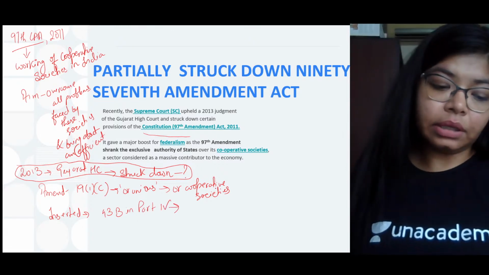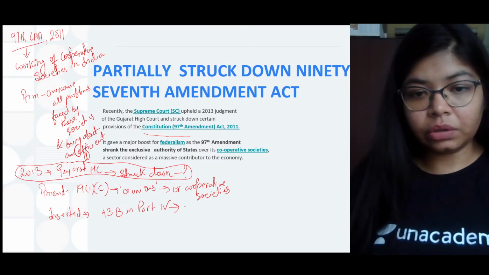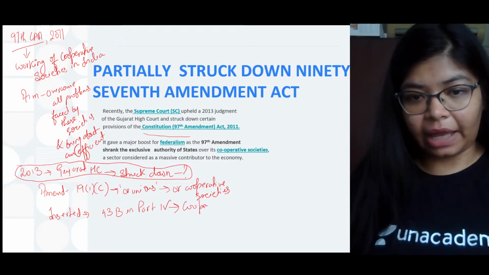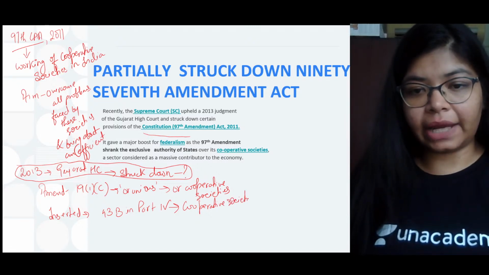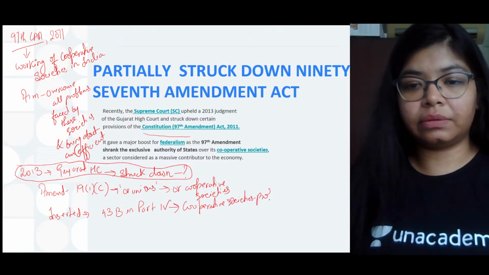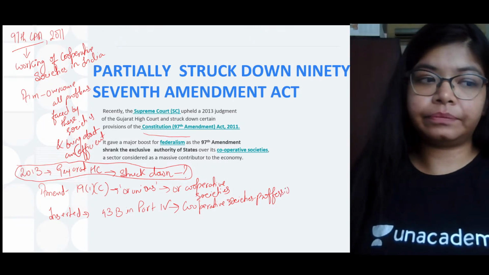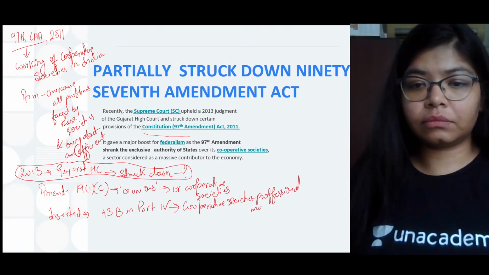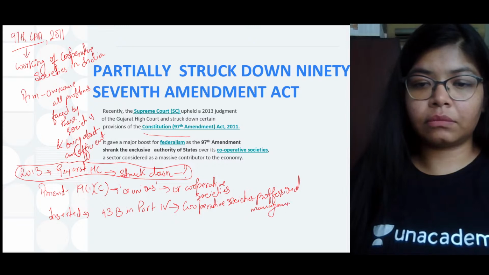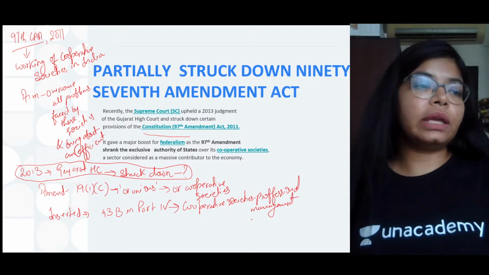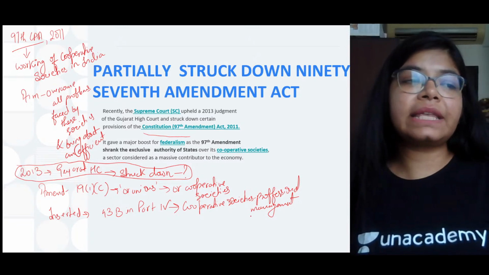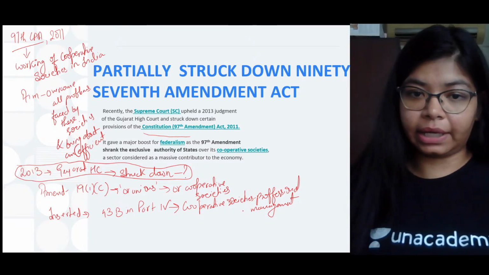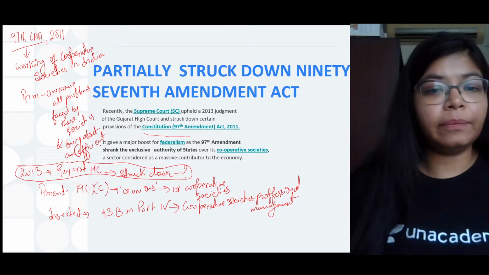ठीक है, this was actually about cooperative societies का management, cooperative societies का professional management. ठीक है, so I hope this is clear to you कि 97 कॉन्स्टिट्यूशनल अमेंडमेंट में एग्जैक्टली हुआ क्या था. ठीक है, ये हमारा था.